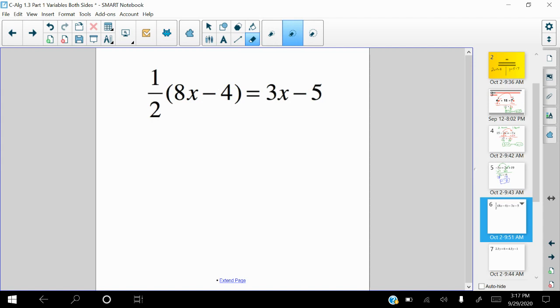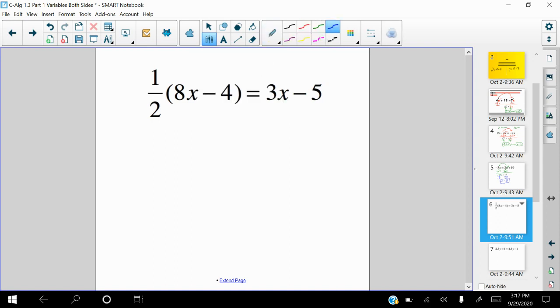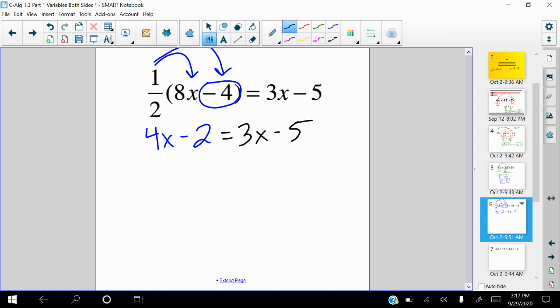I notice I don't have any exponents, but I do see some multiplication. So I'm going to distribute this 1/2 into the set of parentheses. So I need to simplify both sides first. Well, 1/2 of 8x is 4x. 1/2 of negative 4 is negative 2. That's going to be equal now to 3x minus 5.